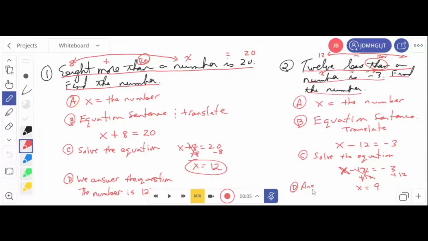Last step, answer the question. The number is 9. That's the answer to the question. That's the process that we need to follow in order to work these problems.